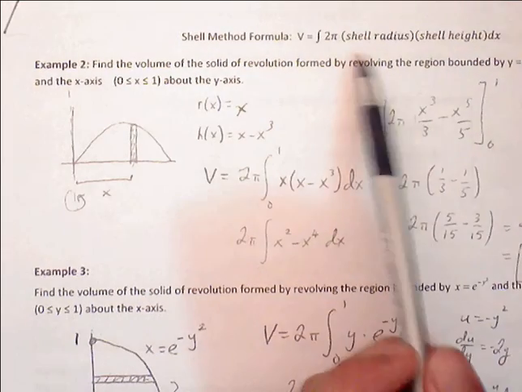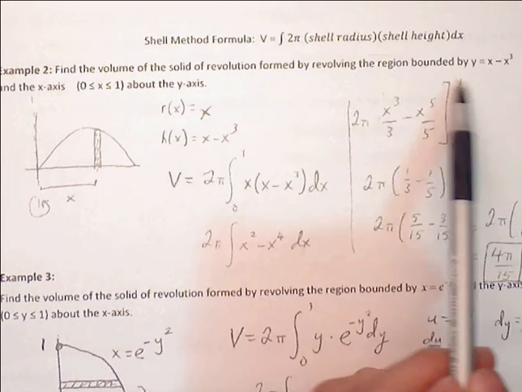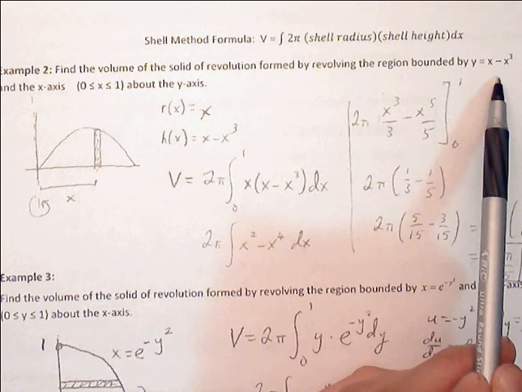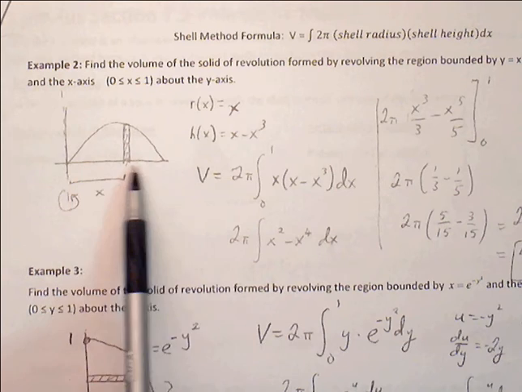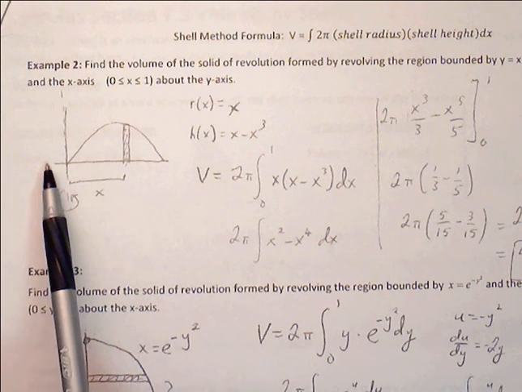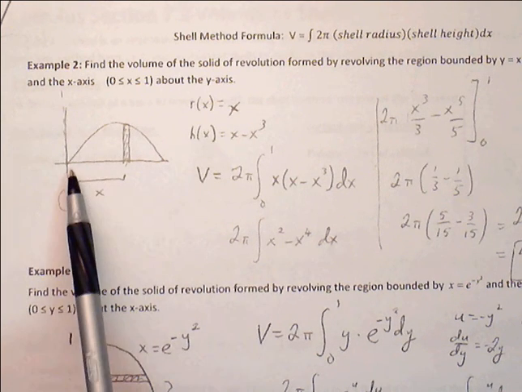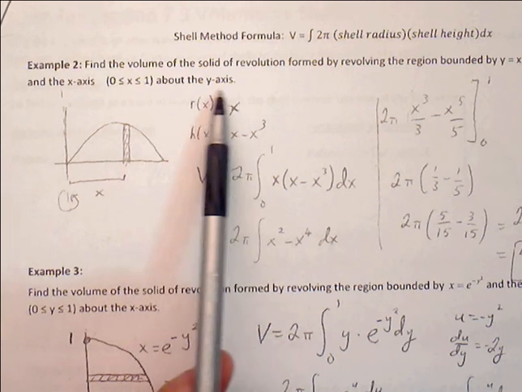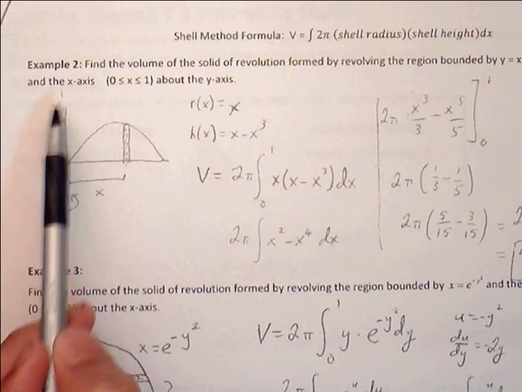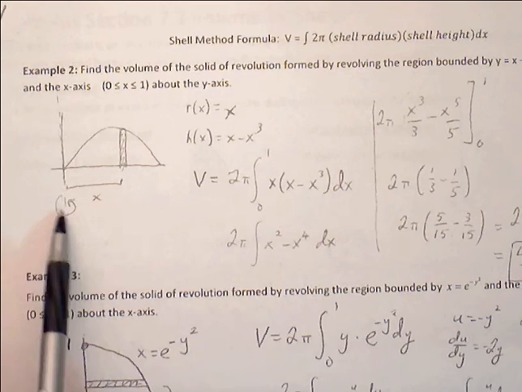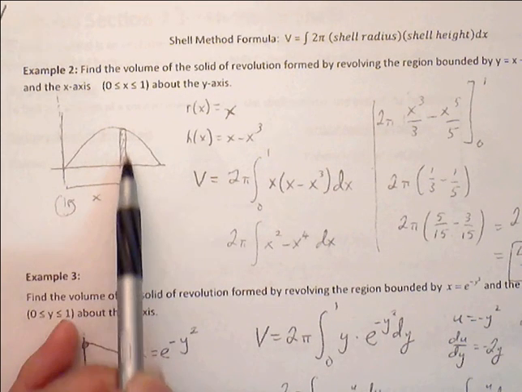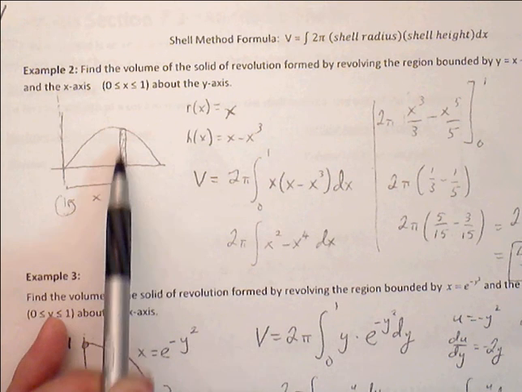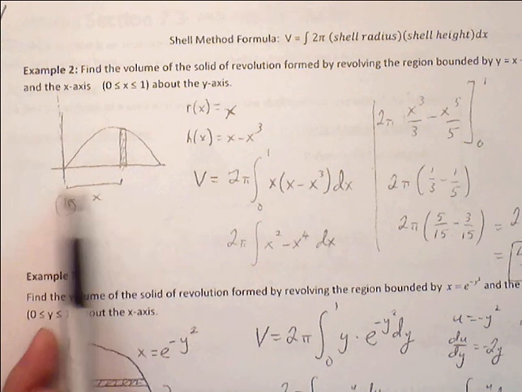Find the volume of the solid formed by revolving the region bounded by y equals x minus x cubed and the x-axis. So the x-axis is here. I'm sorry, the x-axis is one of the bounds. It's going to be revolving about the y-axis. So here's our y-axis. We're going to be revolving around the vertical line, which means our representative rectangle is also going to be vertical. And think top minus bottom, everything will be in terms of x.